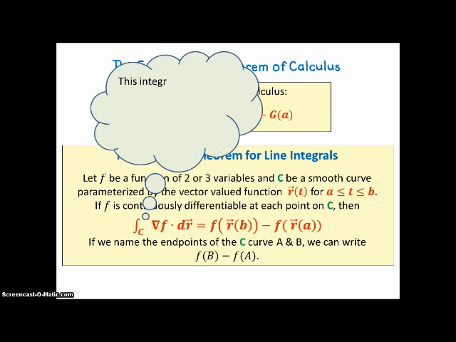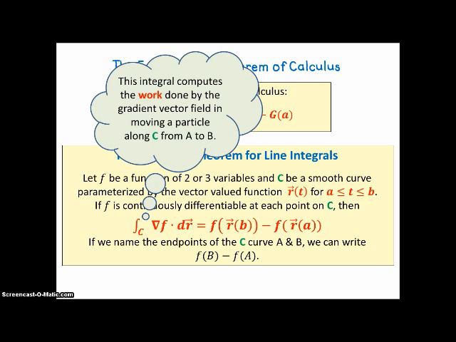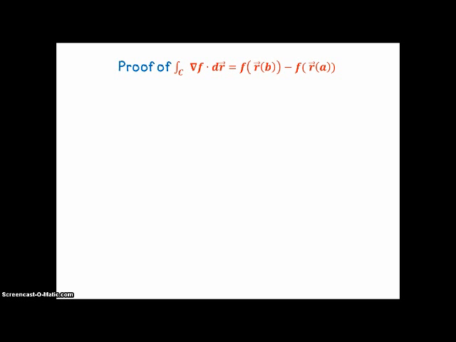Now recall that this integral computes the work done by the gradient vector field in moving a particle along C from A to B. Now we're going to do a proof of this fundamental theorem because it's a fairly simple proof. So here's the proof of the line integral of the gradient vector dotted with dr equal to f of r of b minus f of r of a.